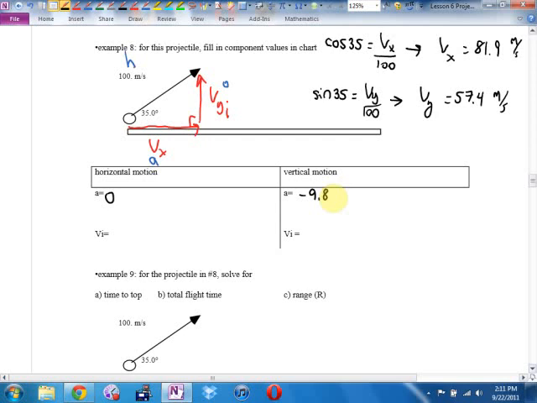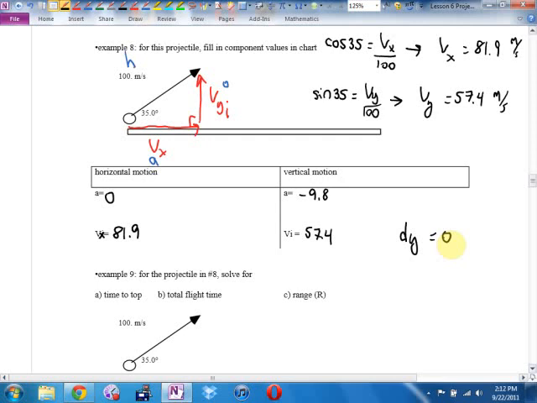Oh, I know a couple more things. What's Vx? 81.9. What's Vy initial? 57.4. And then there is one more thing that I know which can come in handy. I know my displacement vertically. How high was I when I started? Zero. How high was I when I finished? Zero. What's my vertical displacement? Vertically, how far have we traveled mathematically? This sometimes comes in handy. Only works, Tyson, from ground to ground. Not from ground to cliff. Only from ground to ground.